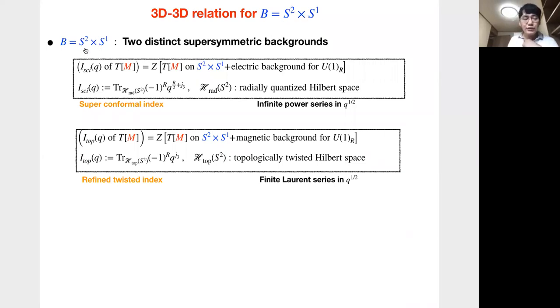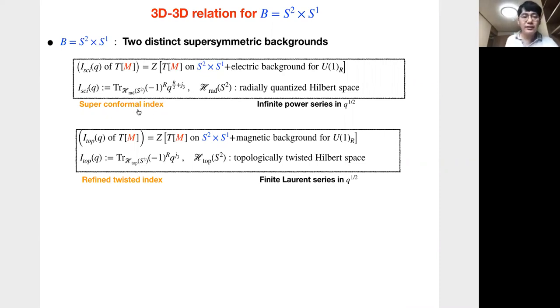On S2 times S1, there are 2 distinct supersymmetric backgrounds. The first one is the so-called superconformal index, which is the partition function on S2 times S1 with the electric background for the U1R symmetry. This can be interpreted as canonical quantization, as taking a trace over local operators. So it counts supersymmetric local operators.